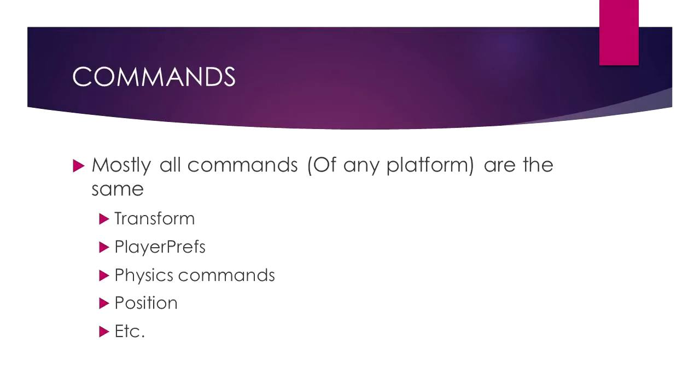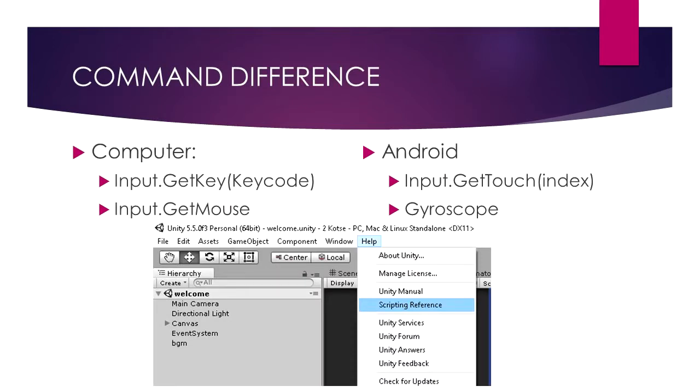So first off, what commands can you actually use for the Android application in Unity? Well, actually, you can use almost all commands on Android, specifically any platform. They are all the same, be it a transform, player pref, basic commands, position, and any such. At least 95% of them. 5% of them will not work on any other platforms. Those 5% will come from the input of the user.